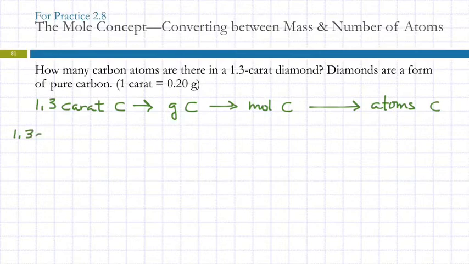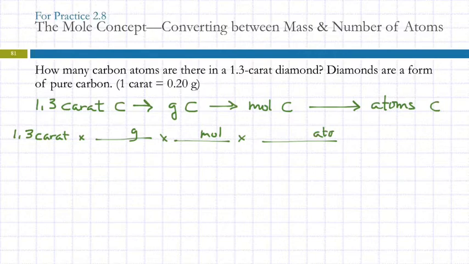So now we can write it out, putting all the units in. So we've got 1.3 carats, and this one has 3 arrows, so we're going to have 3 fractions. So carats to grams to moles to atoms. Once you get this path figured out, once you figure out what units am I going through, then it's just a matter of following a pattern.